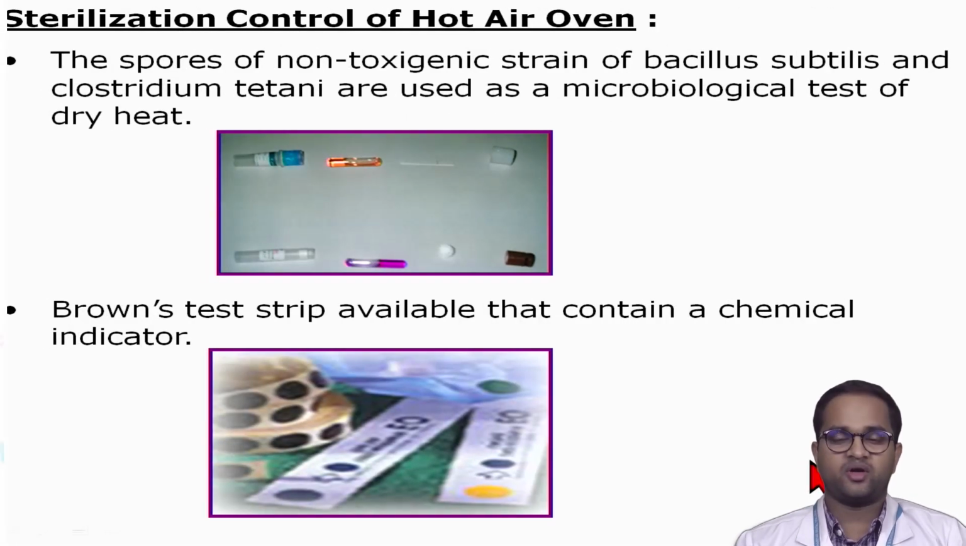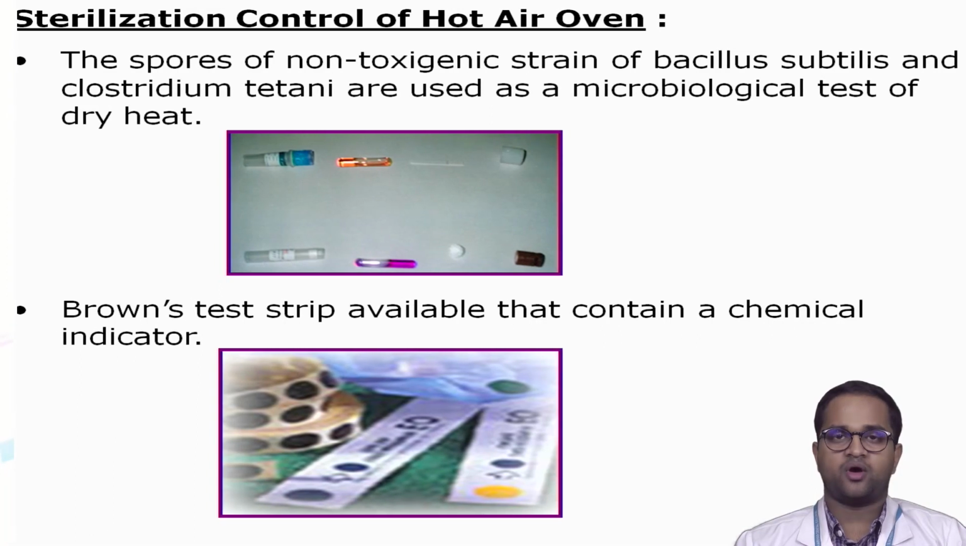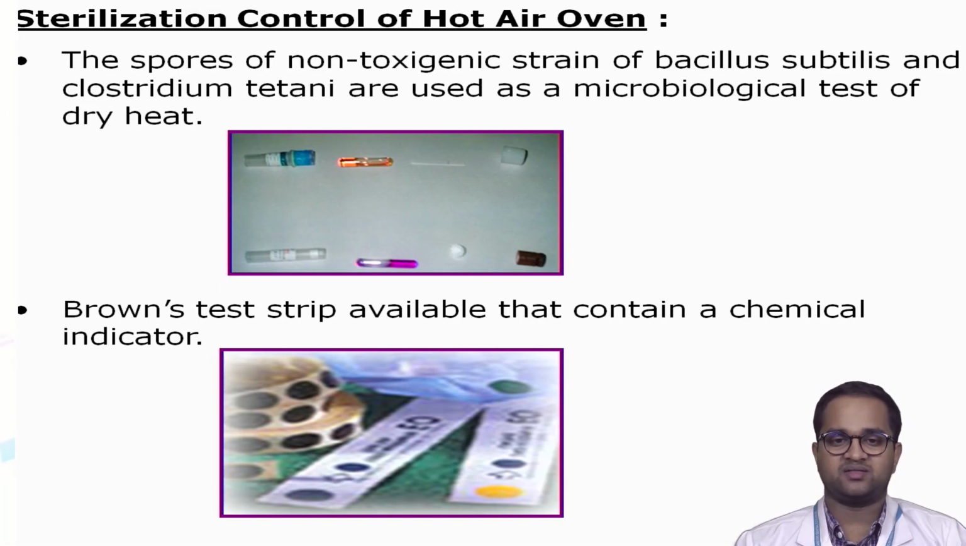Coming to sterilization control of the hot air oven, the spores of non-toxigenic strain of Bacillus subtilis and Clostridium tetani are used as a microbiological test of dry heat. Even Brown's test tube is available that contains a chemical indicator of sterilization.